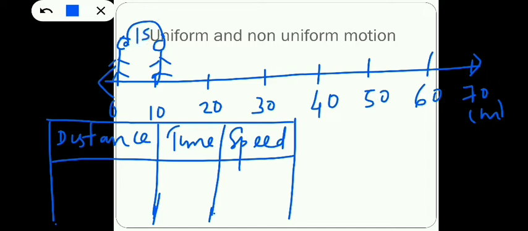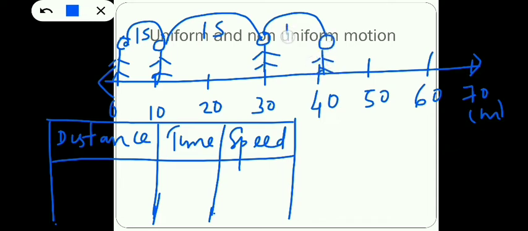Again, after another 1 second let the boy be here at 30 meter. Again, after another 1 second let the boy be here at 40 meter. After another 1 second let the boy be here at 70 meter.